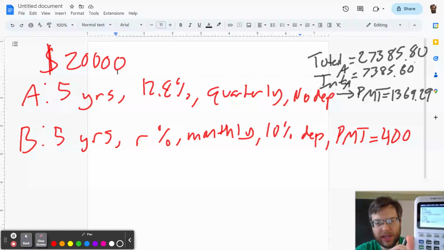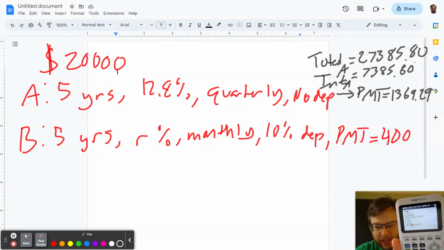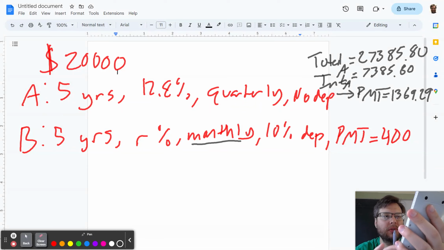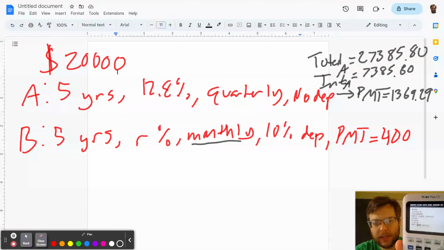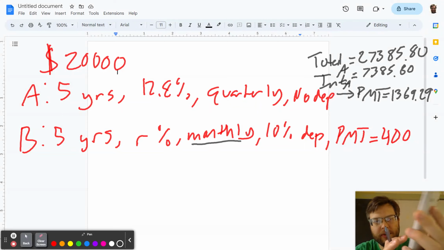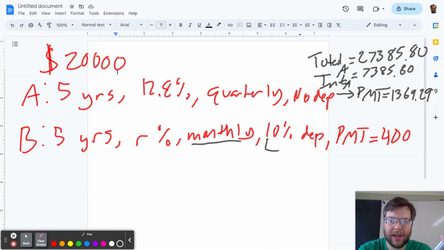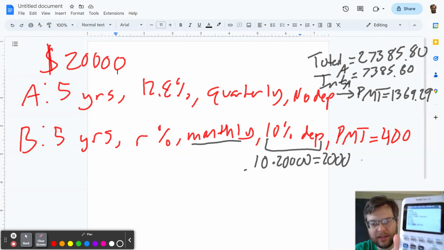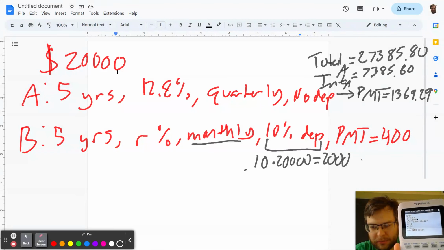Okay, so now let's go back and let's do option B. So option B, we still have 5 years, but my end's not 20 anymore. My end is not 20 because I'm monthly. So when I'm monthly, I do 5 times 12. It's going to be actually 60 payments. Interest rate, I don't know. Skipping it for now. PV 20,000. Actually, let's be careful here because of the deposit. A 10% deposit means if I do 10% of 20,000, that's going to be a $2,000 payment. And so that means that my PV is actually going to be 18,000. I got to pay that 10% deposit there.